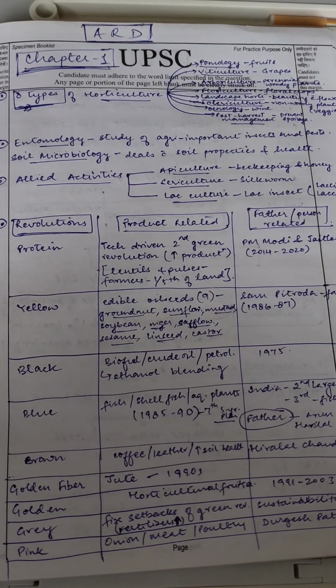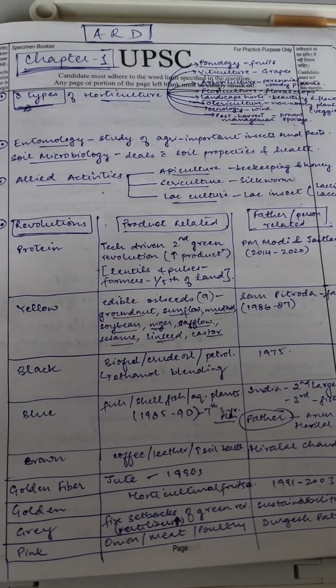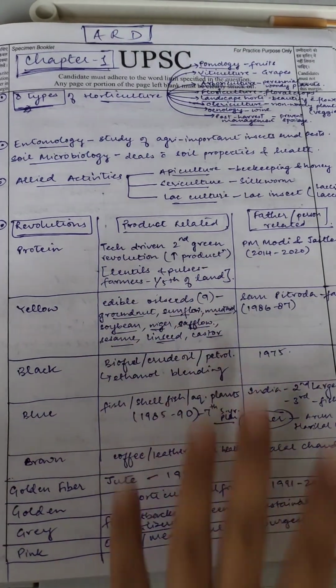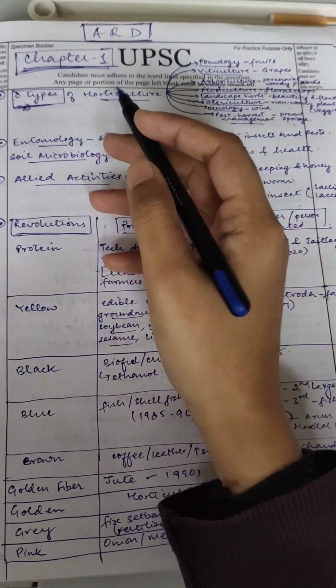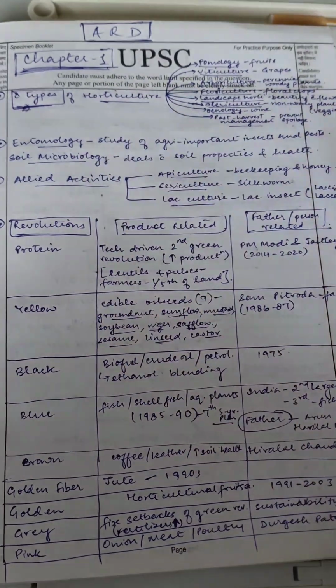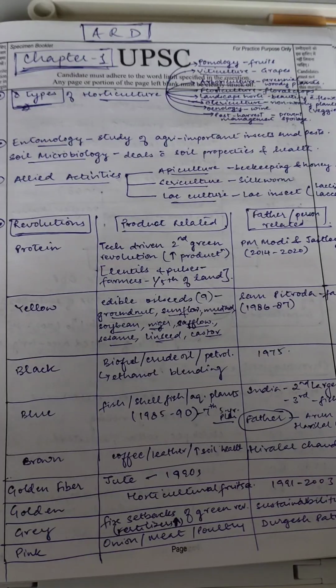So we are going to start with the ARD, agriculture and rural development static portion, and the first chapter is introduction to agriculture. I've made notes, so we are going to quickly revise it. This is the gist of it, and this much is relevant as far as the exam is concerned. So let's begin. The basic definition of agriculture and all that are not the things that are being asked.